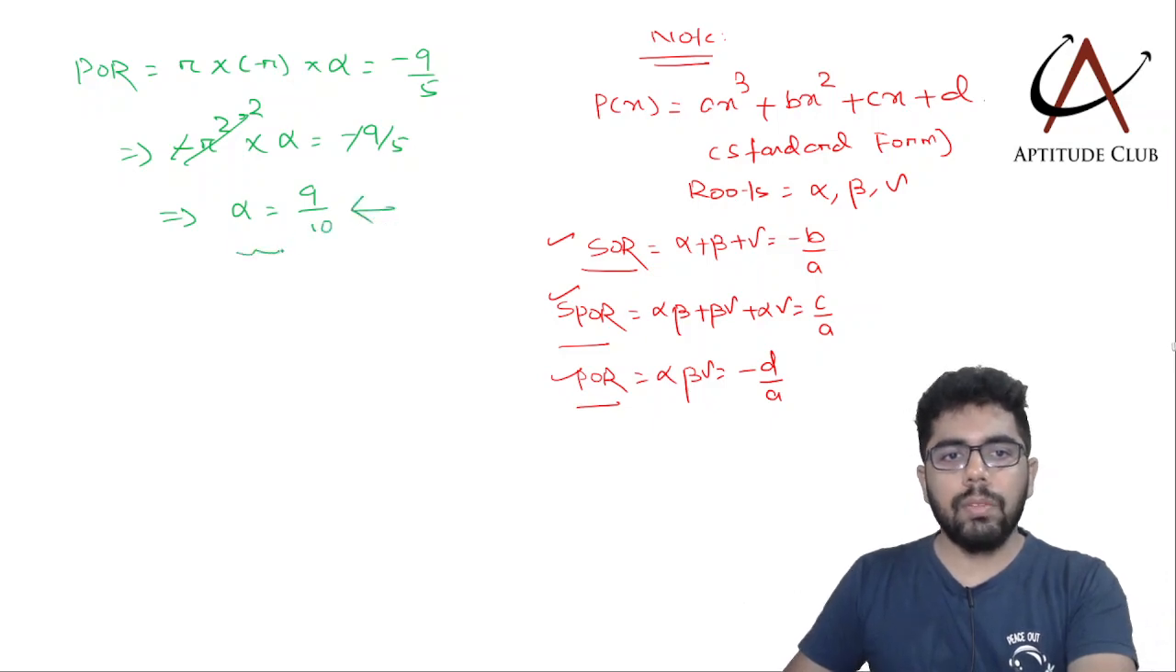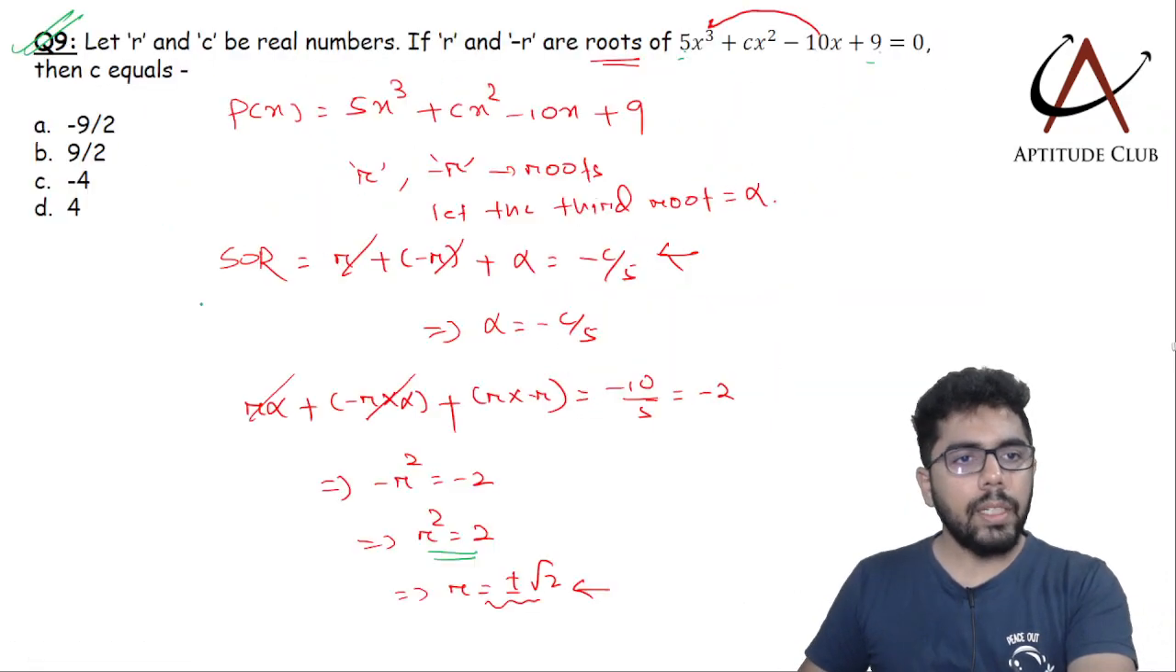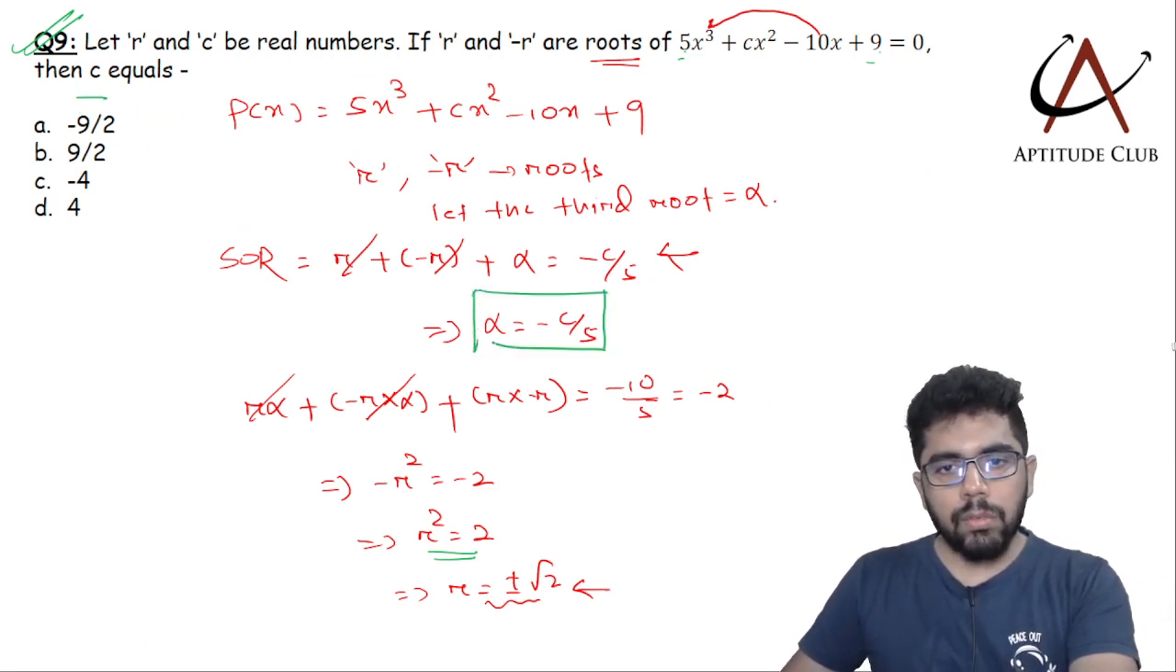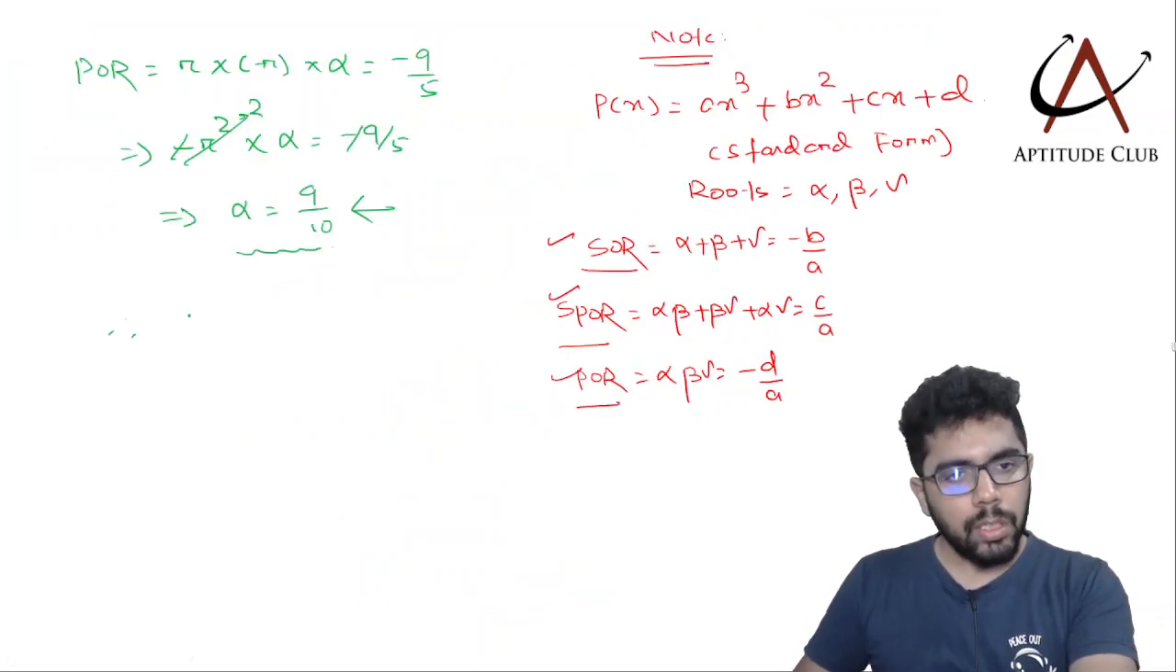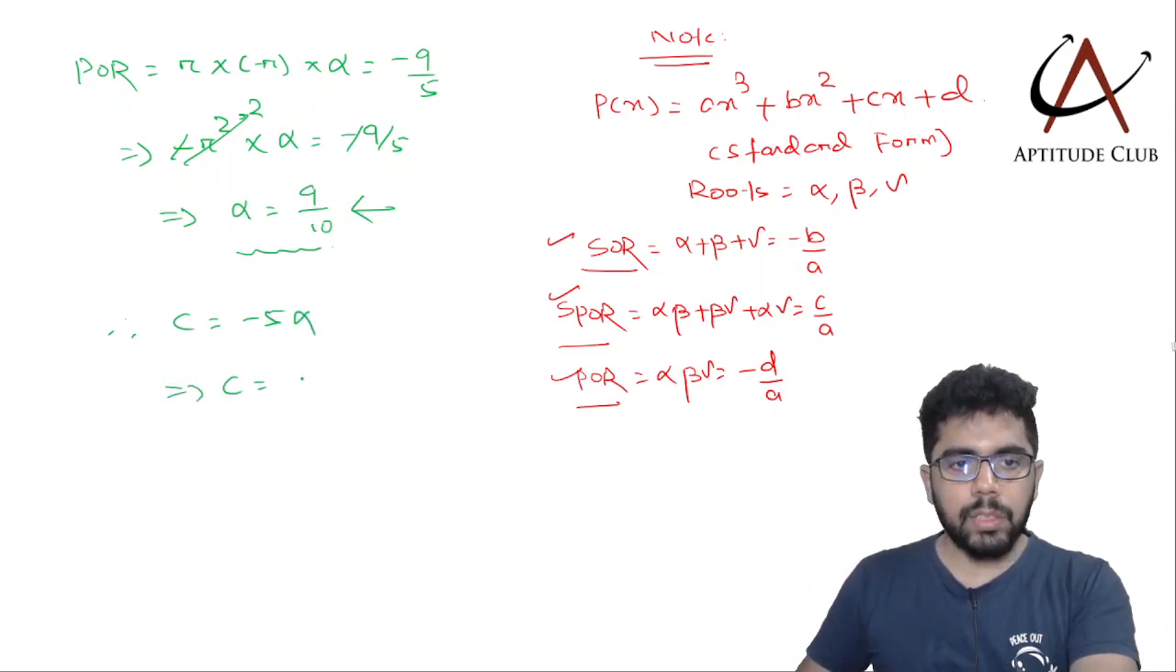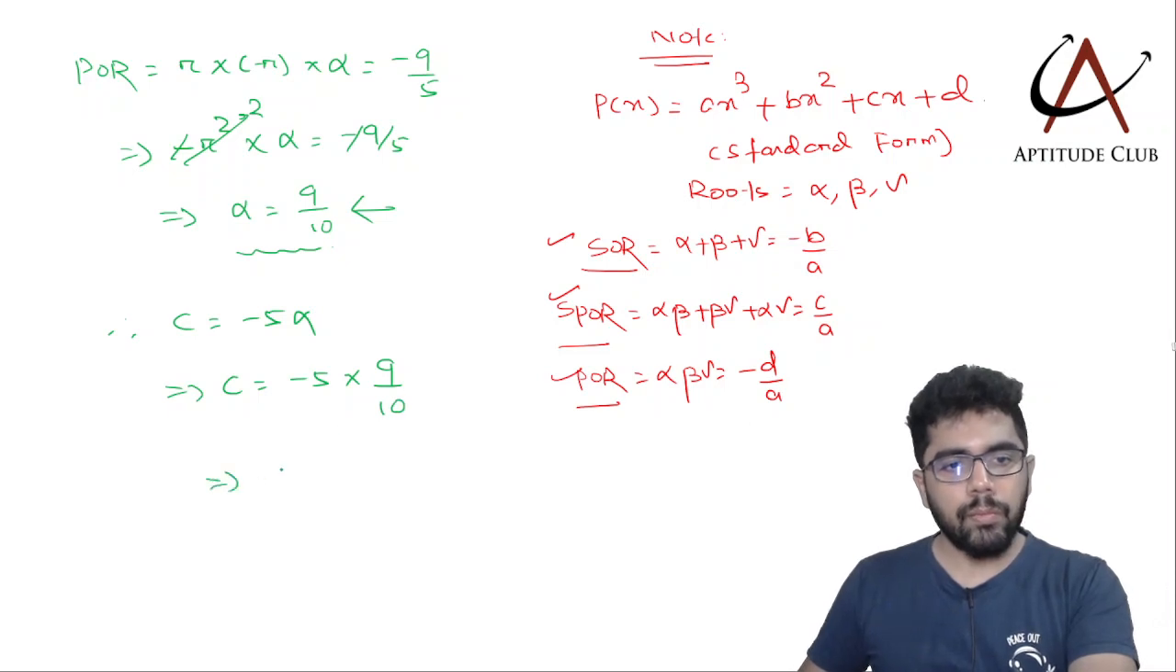Once you have got alpha is 9 by 10, the question is saying find the value of c. So from this relation I can write c is equal to minus 5 alpha. So just put it here. C is equal to minus 5 times alpha. That means c is minus 5 into 9 by 10, or I can get c as minus 9 by 2.